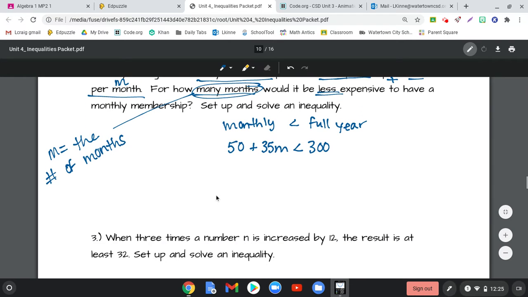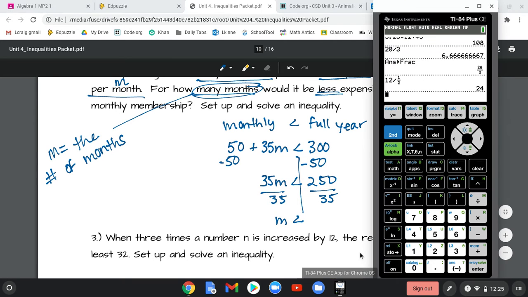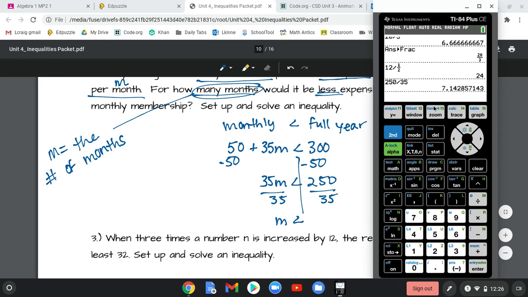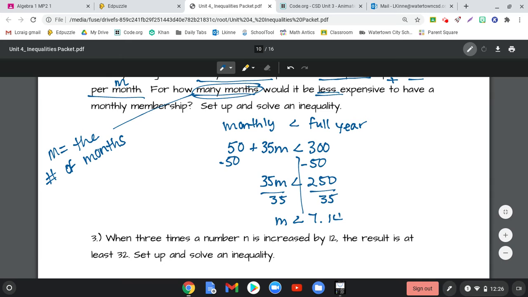All right, and let's solve it. So we'll subtract 50. So 35m is less than 250. Divide by 35. Don't have to change any symbols. Don't lose your less than sign. So we have 250 divided by 35. 7.142. So I'm just going to put that down, 7.14.